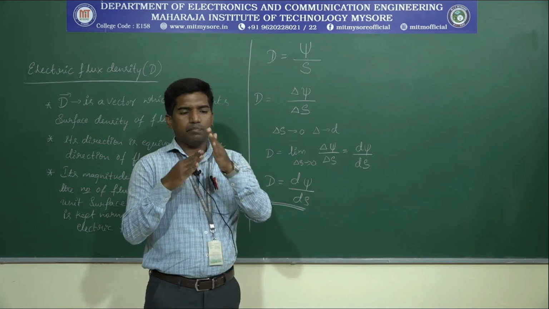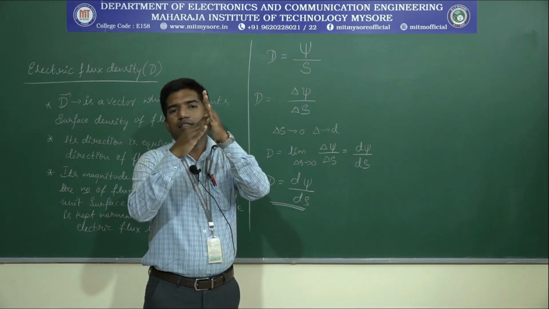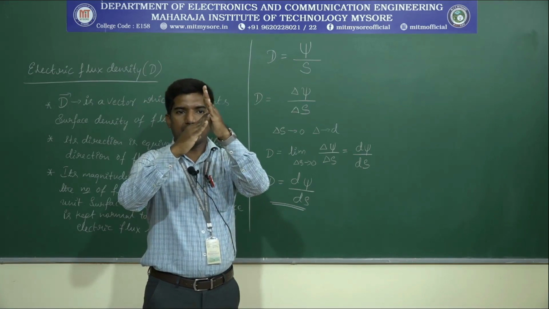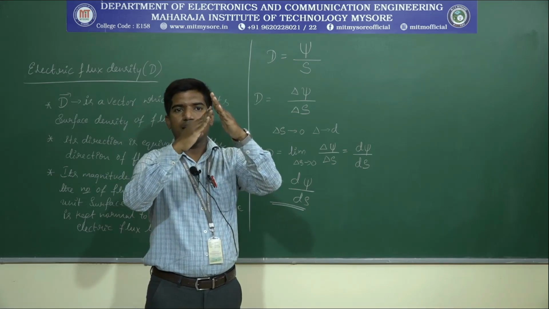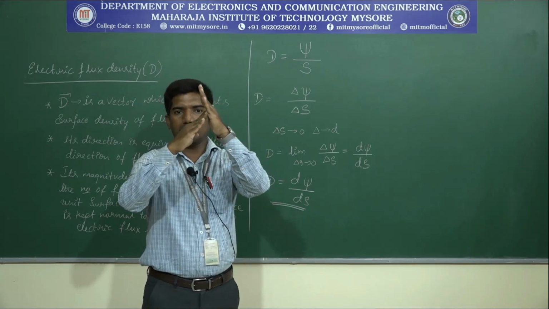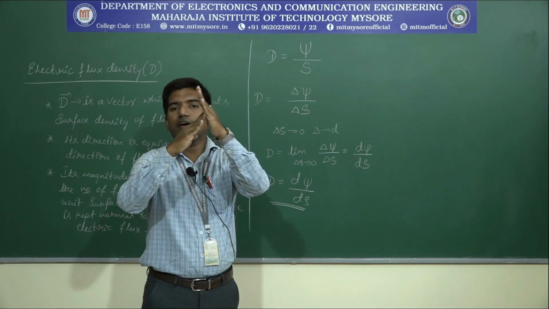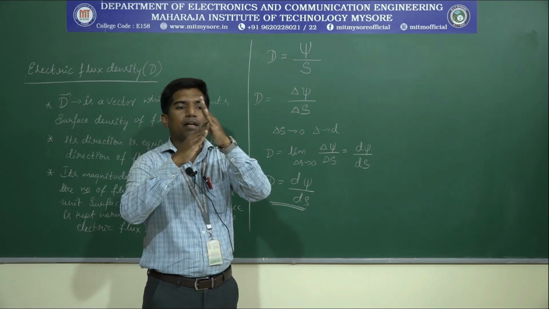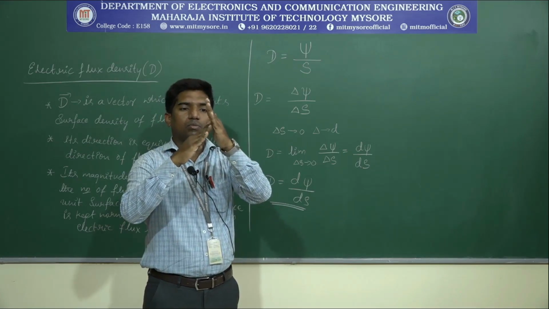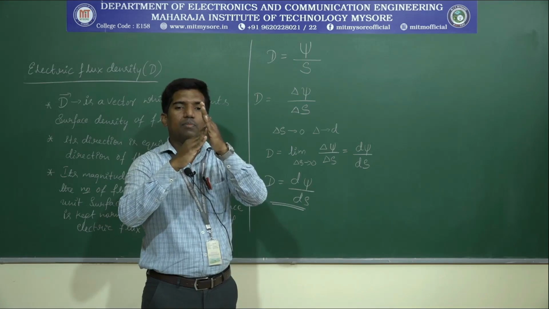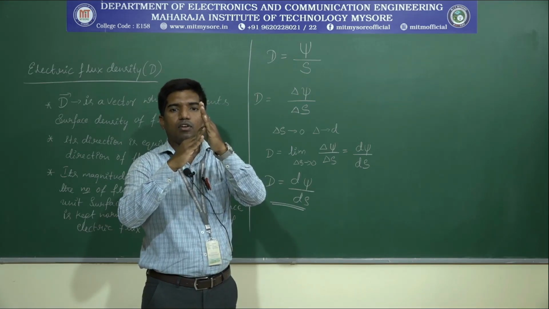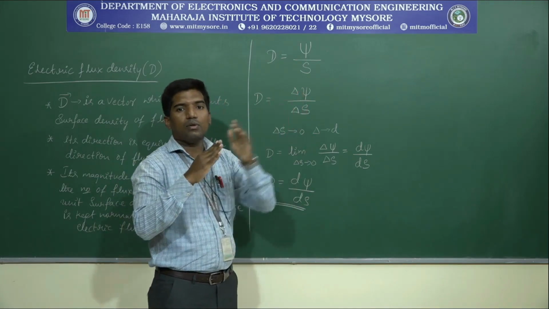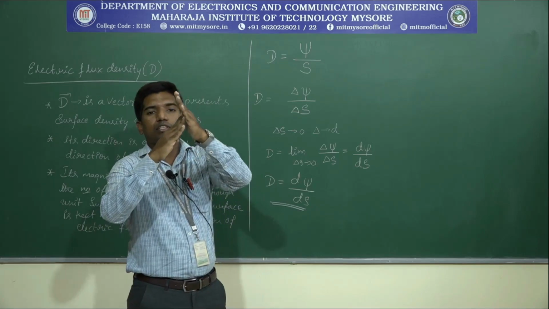What happens when the surface is not kept perpendicular to the flux lines? See, in this particular case, this is the direction of the flux line. The surface is not kept perpendicular, so it is at an angle theta, which is not equal to 90 degrees. Under this circumstance, the flux density is obtained by using the dot product. The delta psi, meaning the electric flux lines, is obtained by using the dot product between these two quantities.